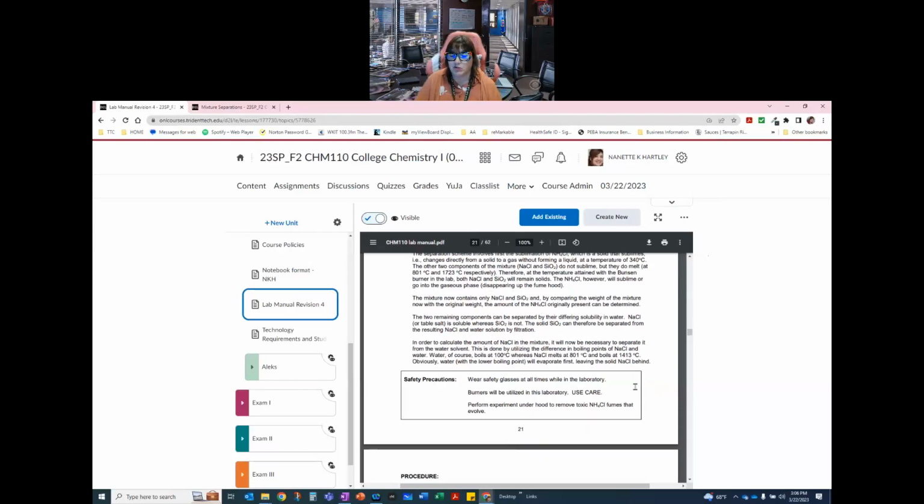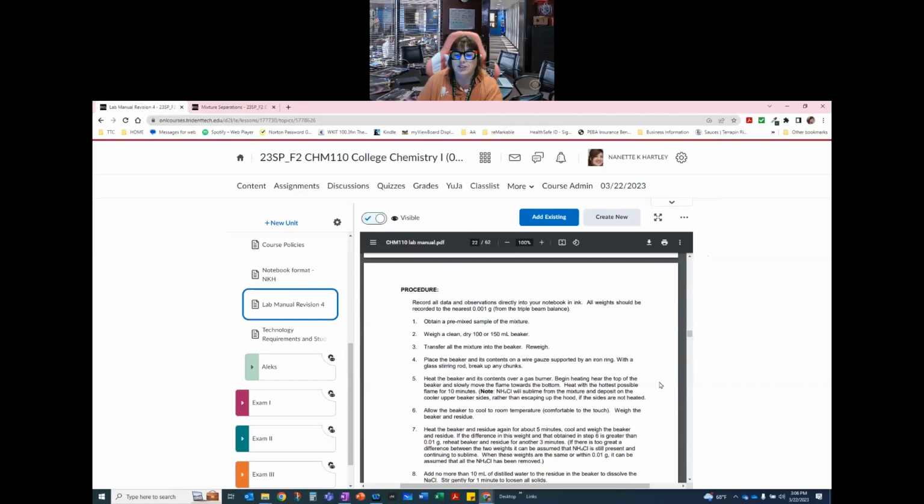Now, there are steps in this procedure. It says to heat the beaker, and so we take a pre-mixed sample of the mixture. We weigh a clean, dry 100 or 150 milliliter beaker. We transfer the mixture into the beaker and reweigh it, so that now we know what the mass is for what I've added to it. We place the beaker and its contents on wire gauze supported by an iron ring. With a glass stirring rod, we're going to break stuff up just to make sure it's in smaller pieces. We heat the beaker and its contents over a gas burner. Begin heating near the top of the beaker and slowly move the flame down to the bottom. Heat with the hottest possible flame for 10 minutes.